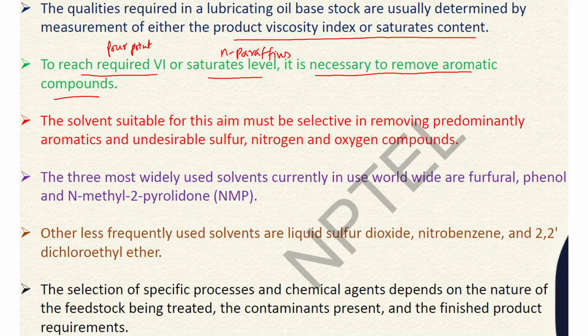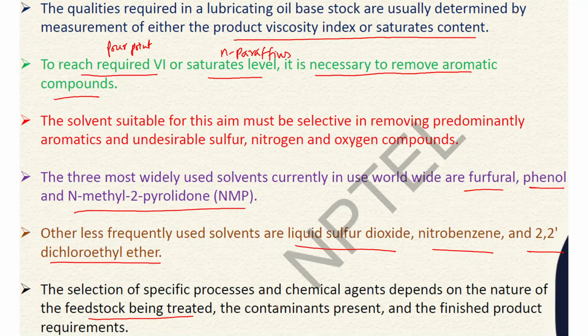The solvent suitable for this aim must be selective in removing predominantly aromatics. So we need to select a suitable solvent so that it removes aromatics as well as selectively removes sulfur, nitrogen, and oxygen compounds, without affecting the saturates level. The three main solvents are furfural, phenol, and N-methyl-2-pyrrolidone, which is NMP. Other less frequently used solvents are liquid sulfur dioxide, nitrobenzene, or 2,2-dichloroethyl ether. The selection of specific processes and chemical agents depends on the nature of the feedstock. The selection parameters are the nature of the feedstock being treated, the contaminants present, and the finished product quality.